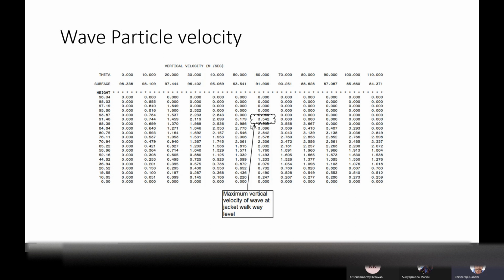You have to see the vertical velocity, which will be the theta angle, the angle. So you have to see which one has more vertical velocity. So this will be 3.52, my maximum velocity. So we have to take this velocity for your calculation at this corresponding level.